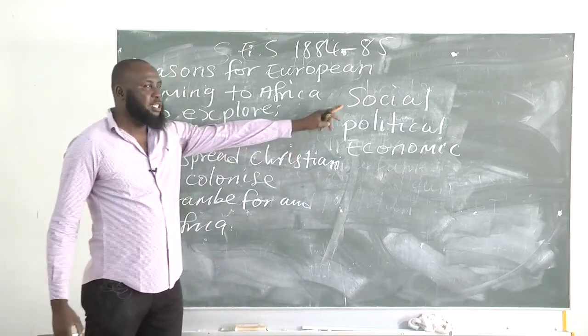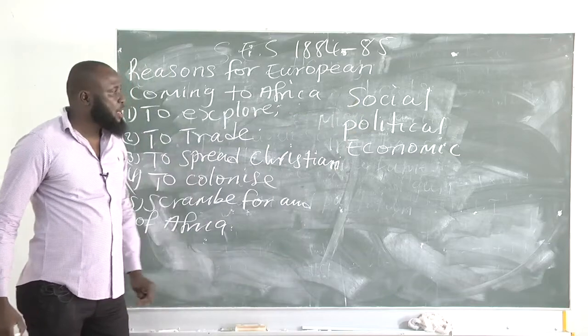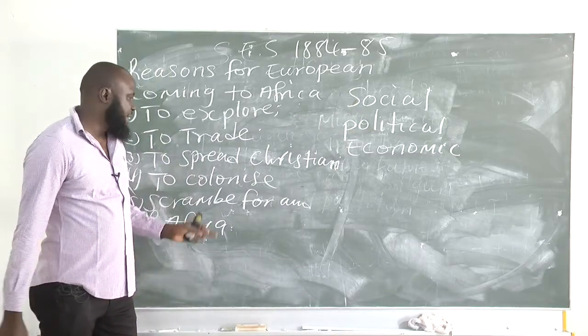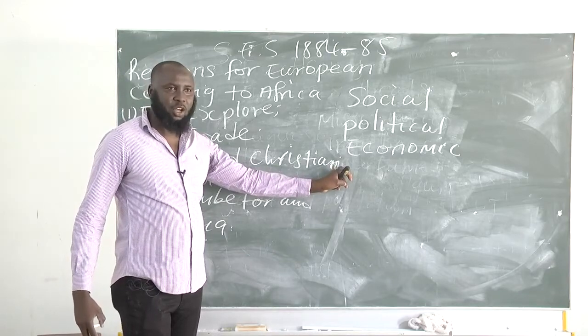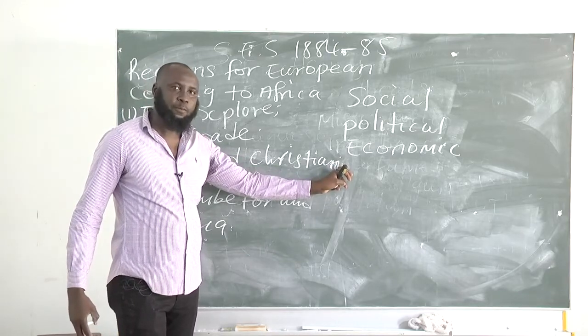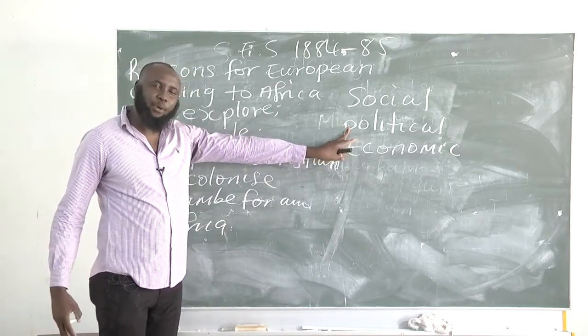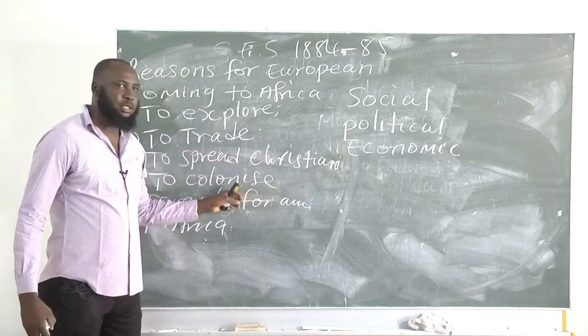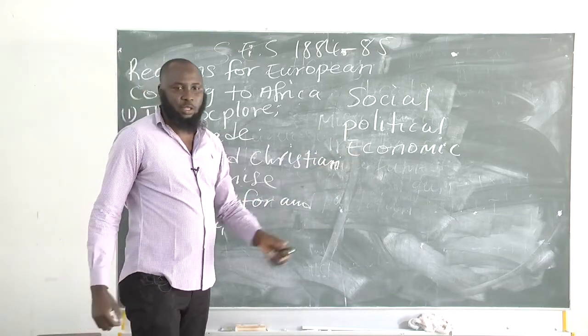The social reasons were to expand their social life, for example their way of worship, that is, the introduction of Christianity. And the political reason was to extend their political control, that is, to colonize. Likewise, the economic reason was the trade.